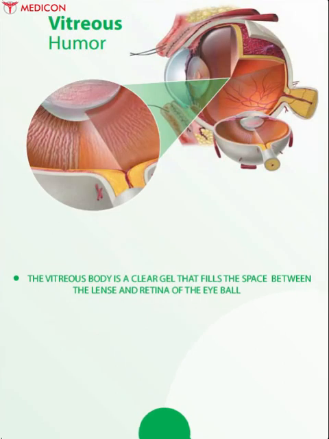Vitreous body. The vitreous body is a clear gel that fills the space between the lens and the retina of the eyeball. The vitreous body plays an important role in providing metabolic nutrient requirements of the lens, coordinating eye growth and providing support to the retina.